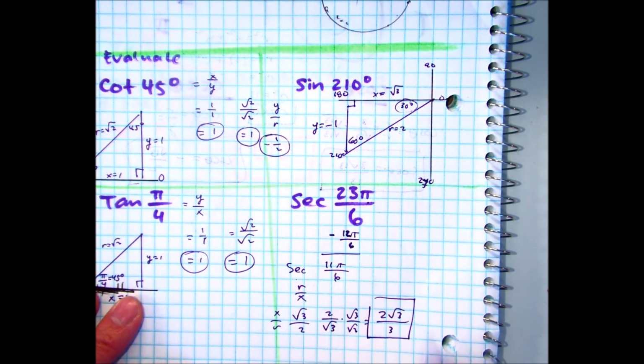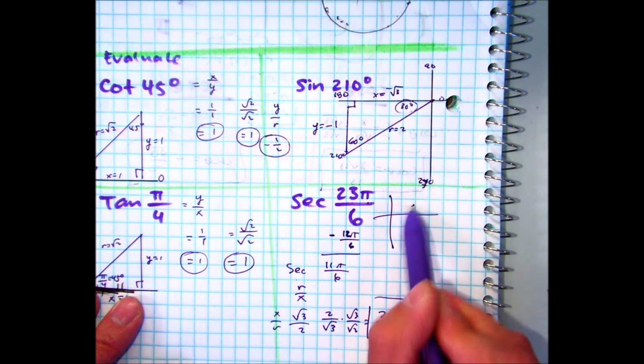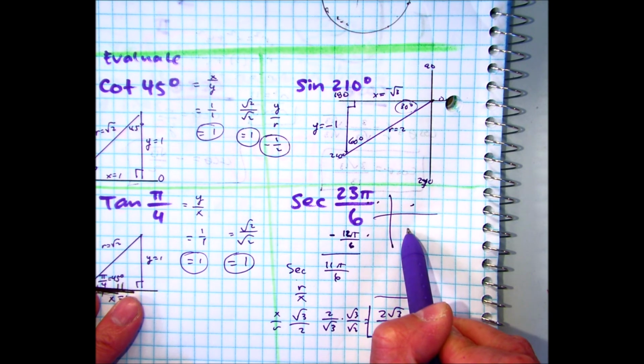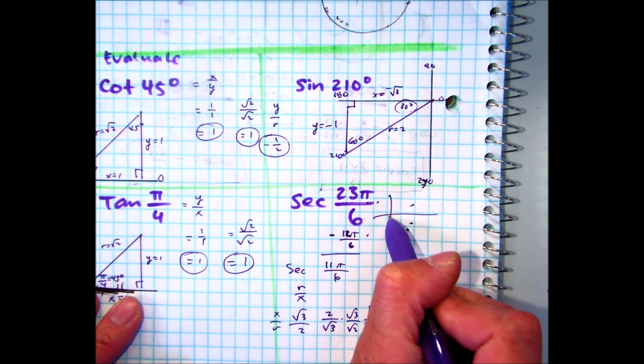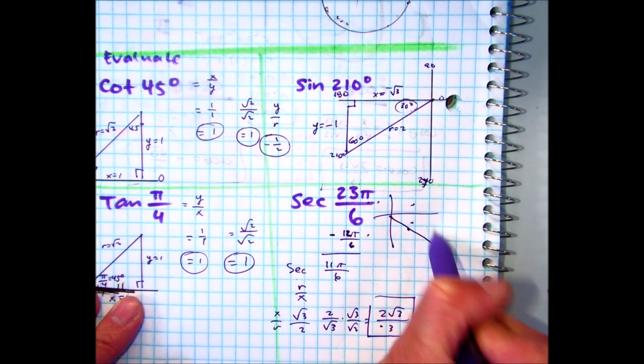I'll double check my quadrants. All students take calculus, so cosine and secant are positive. You see that? And if you did this, you would recognize that this is a 30-degree angle.